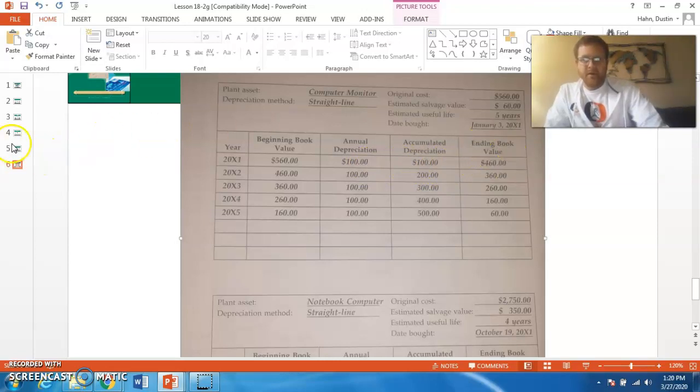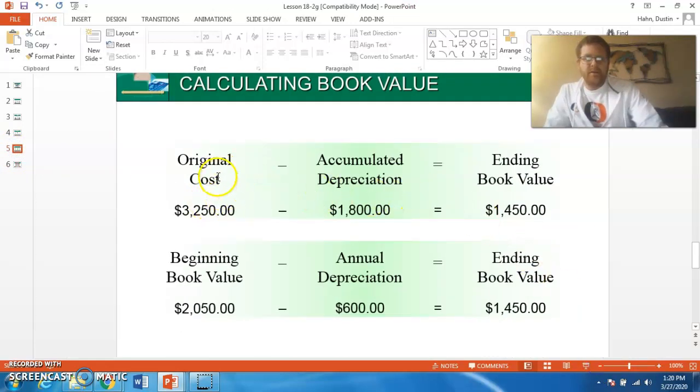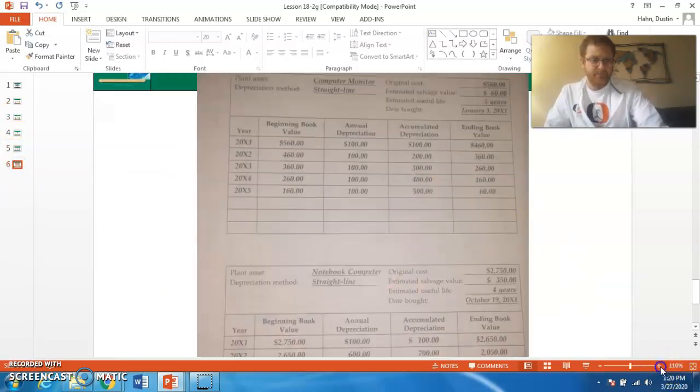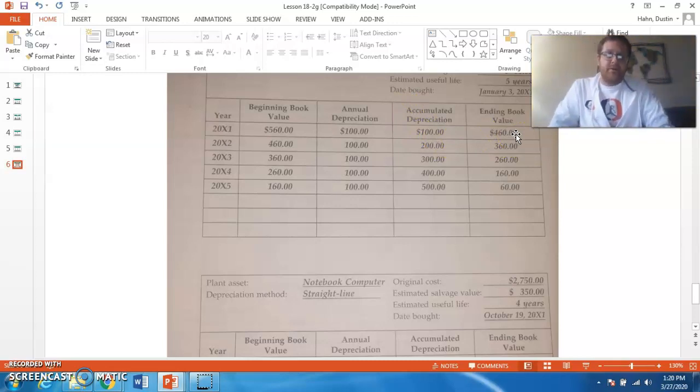Our ending book value. To determine our ending book value, all you have to do is take your original cost minus your accumulated depreciation. That gets your book value. So if you look back at this example, you take your beginning book value of $560 minus your accumulated depreciation, which is your 100, that equals your $460. So now that's after the first 12 months of owning this computer monitor. We still have 4 more years to calculate.